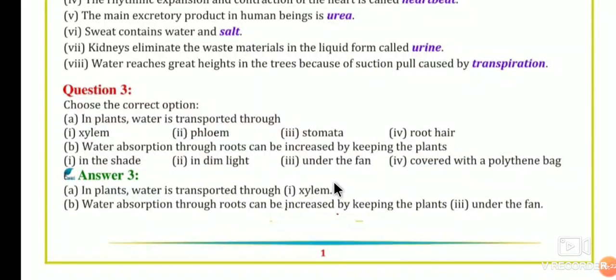Under the fan means if the fan is switched on, air will be created in that area. So automatically the water present on the leaves will evaporate. So the correct answer is under the fan. The third one is the correct answer.